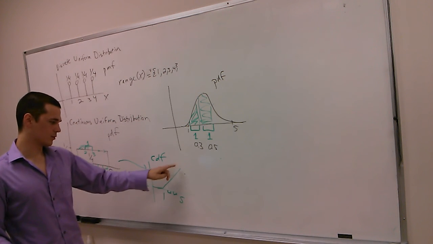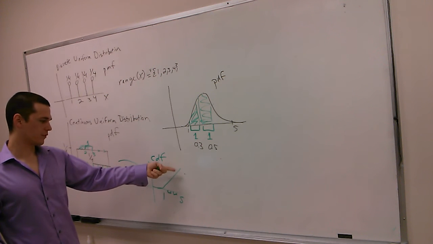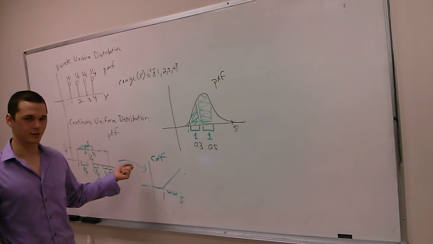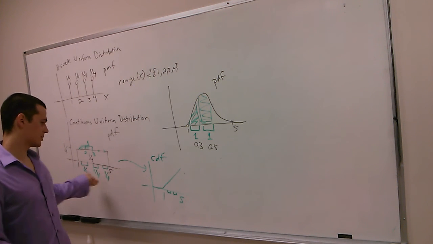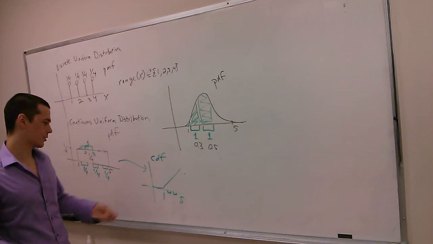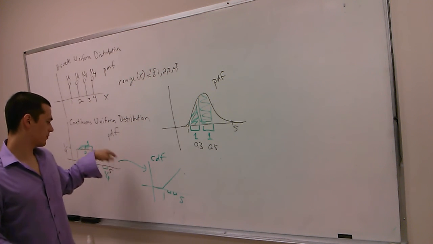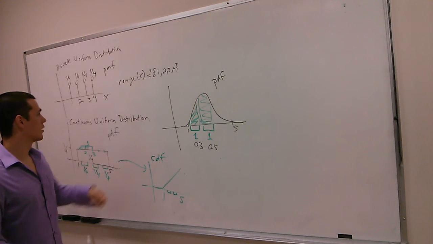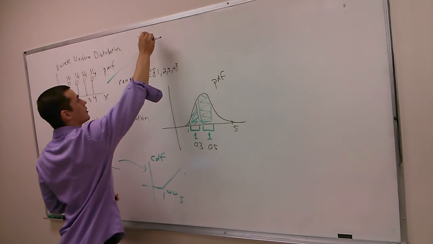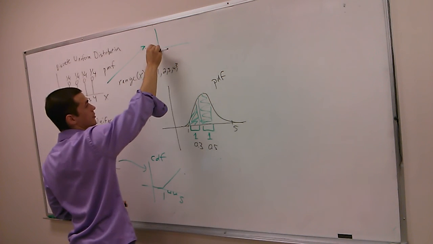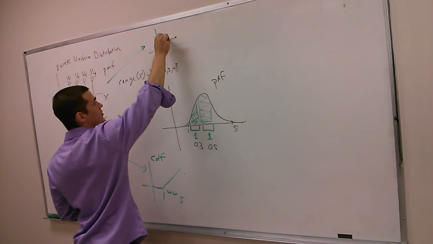Another way of thinking about it is the derivative of this is this. The derivative of a linear function is a constant, and the integral of a constant is a linear function, right? So this is the derivative, and this is the integral of this guy. This guy over here, it's actually not continuous, and it's not differentiable.